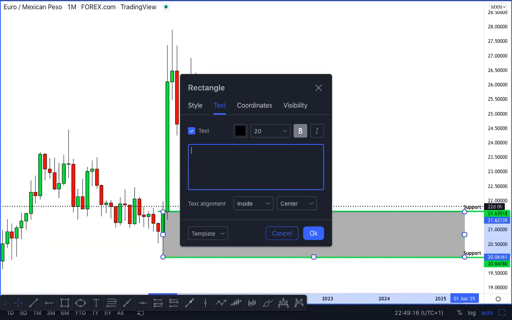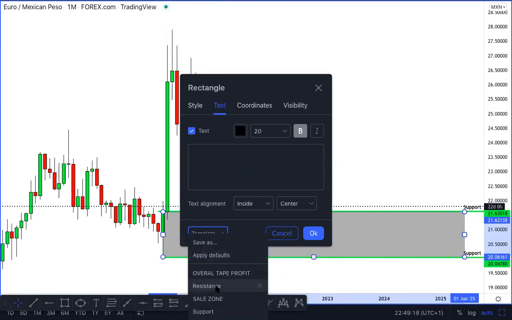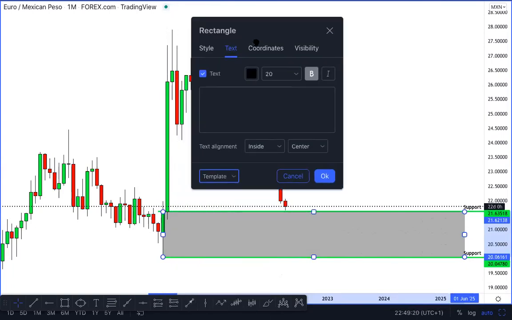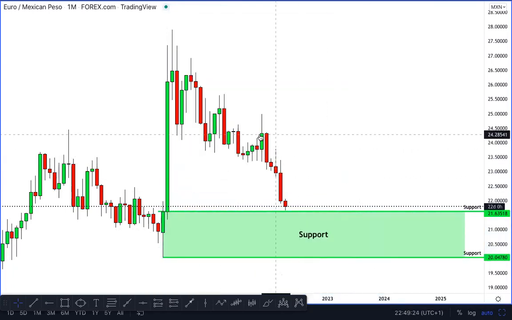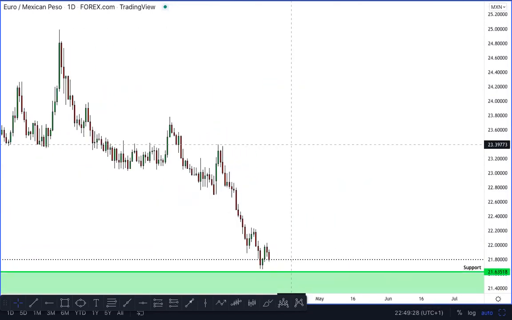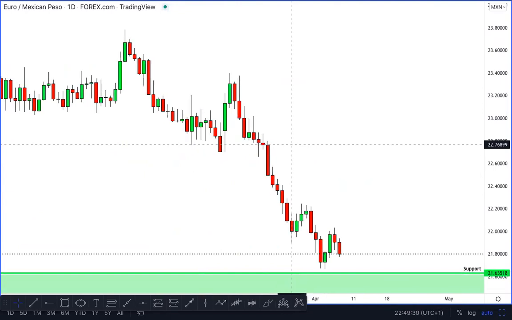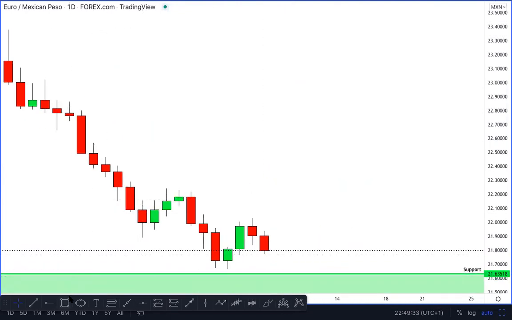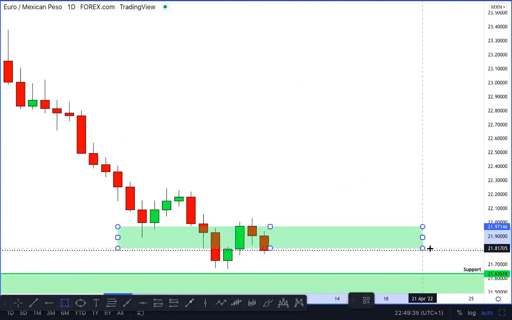Support. Let's see, I can do this. Right there. So you got a nice level of support. Let's go down to the daily time frame. Yeah, you're seeing a nice support here. So ideally what I'm already seeing is this. Now I'm seeing a head and shoulders pattern possibly that could form here.